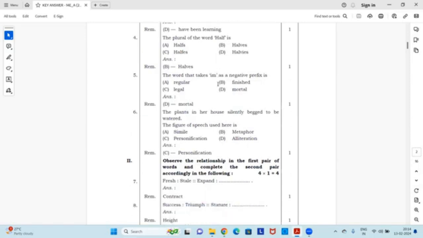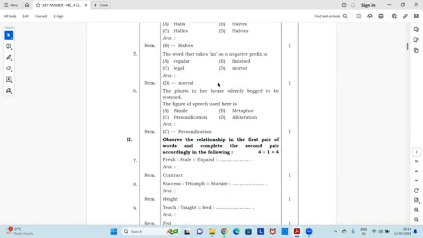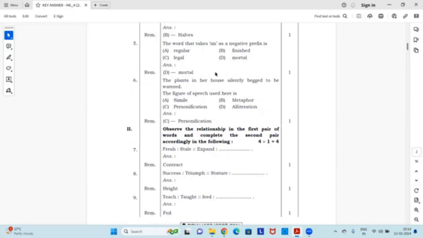Next, question 5. The word that takes im as a negative prefix is regular, finished, legal, or mortal. And the right answer is mortal, because you usually use immortal as a prefix here with this word. So this is the right answer.